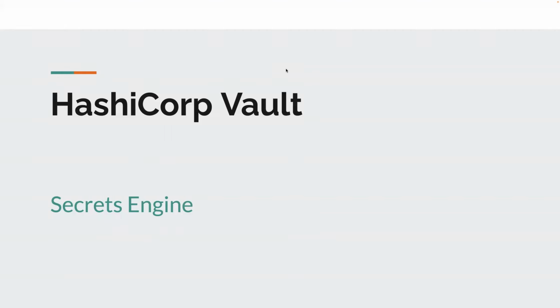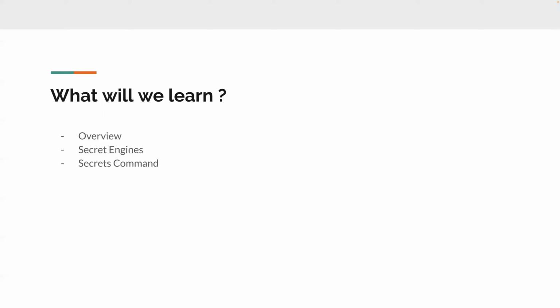So hi guys, in the last session we talked about secrets, static secrets, dynamic secrets, and key value secret engines. There was a term called a secret engine, and right now we'll walk through the same. So what are we going to learn? We're going to learn the overview of secret engines, what types of secret engines there are, and then the secrets commands.